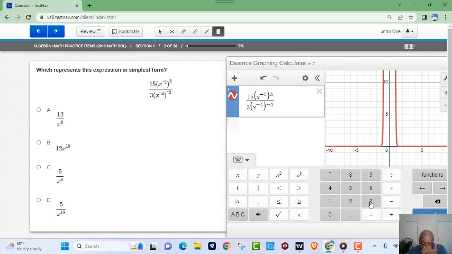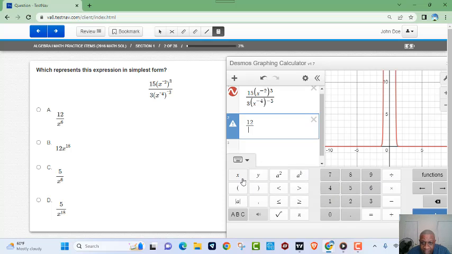Okay, if you look to the right here, you see DESMOS gave us a graph of what this expression is. So if we want to find which one of these matches it, all we have to do is just punch in the one that overlaps this graph. So let's try the first answer, 12 divided by x to the 6th power. Well, that one isn't it, because you see it doesn't totally overlap it.